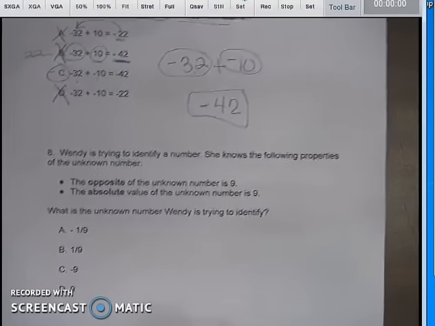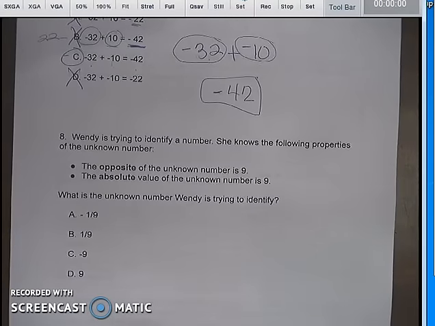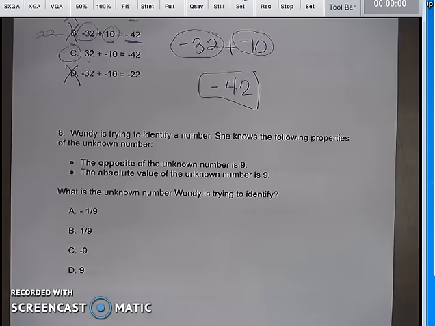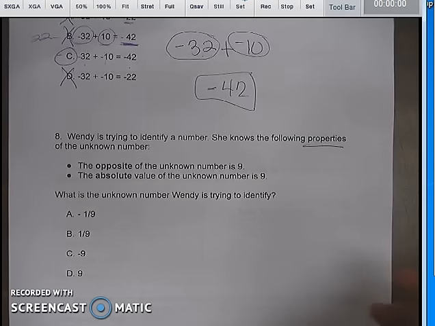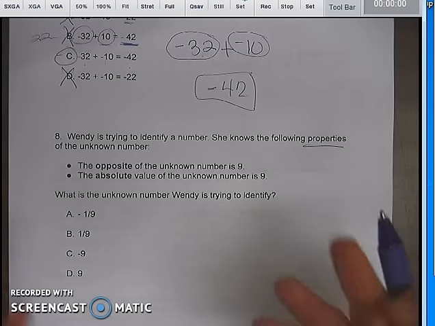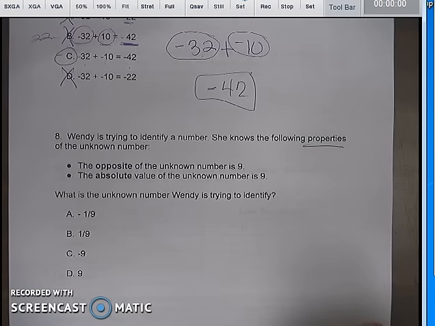Okay, this one right here, number 8, is back to absolute value. If you need to look back in your comp book, you know that the absolute value and opposite, it says the opposite of the unknown number. It says Wendy is trying to identify a number. She knows the following properties. Properties, that's just another word for saying like characteristics. Like if I was talking to you, I would say some of the following properties of you are maybe you have blue eyes or brown hair or you wear glasses. Okay, it's just like a descriptor of something. So the properties of the unknown number are this.